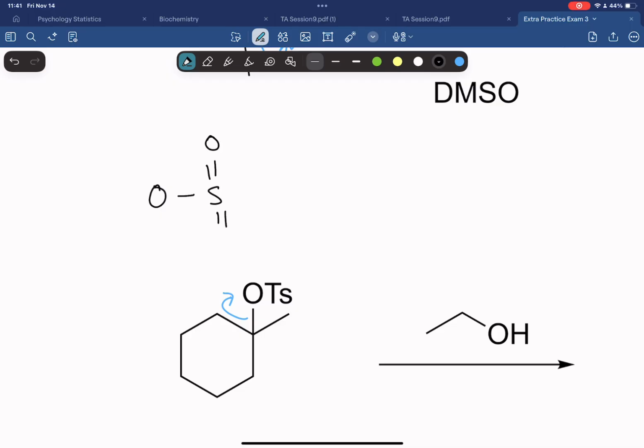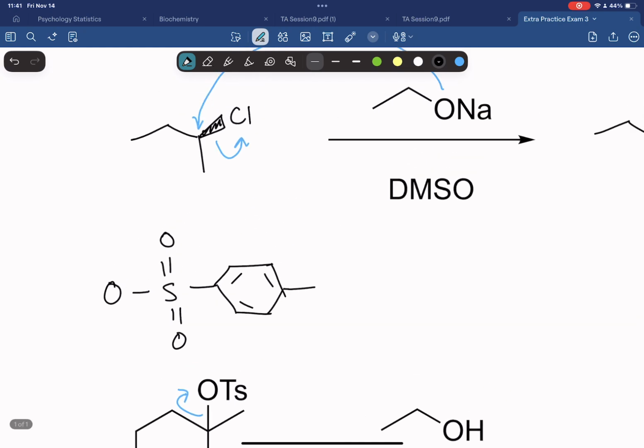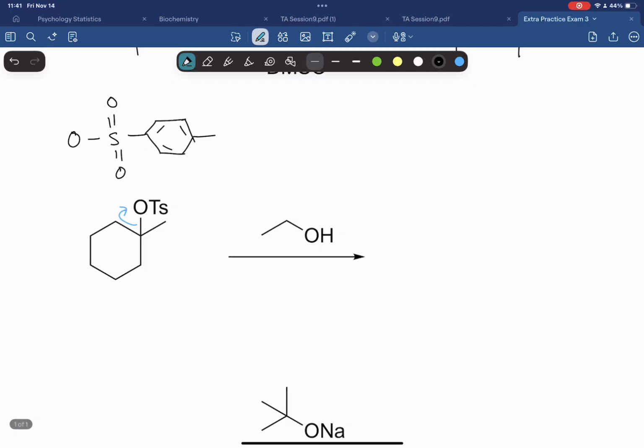This is a very good leaving group because we have lots of resonance. So when this leaves and it has a negative charge on that oxygen, that negative charge can be easily distributed throughout the tosylate group because of how much resonance it has. Right? So whenever you see OTs, that's a very good leaving group.